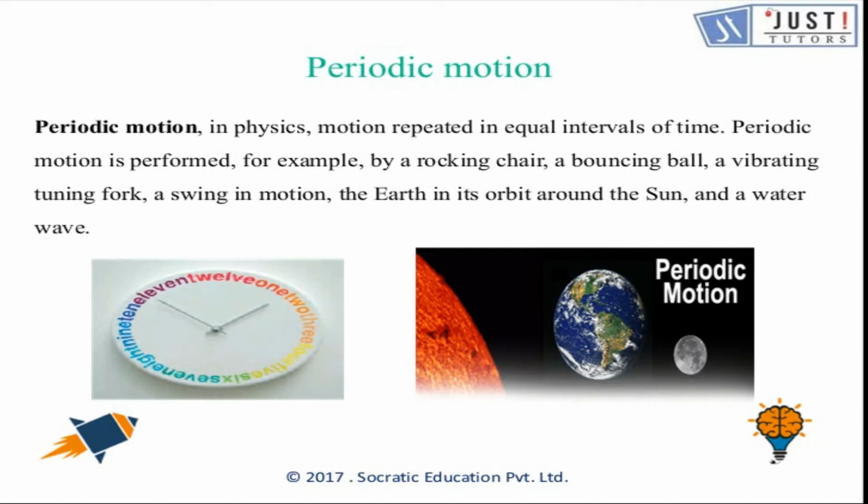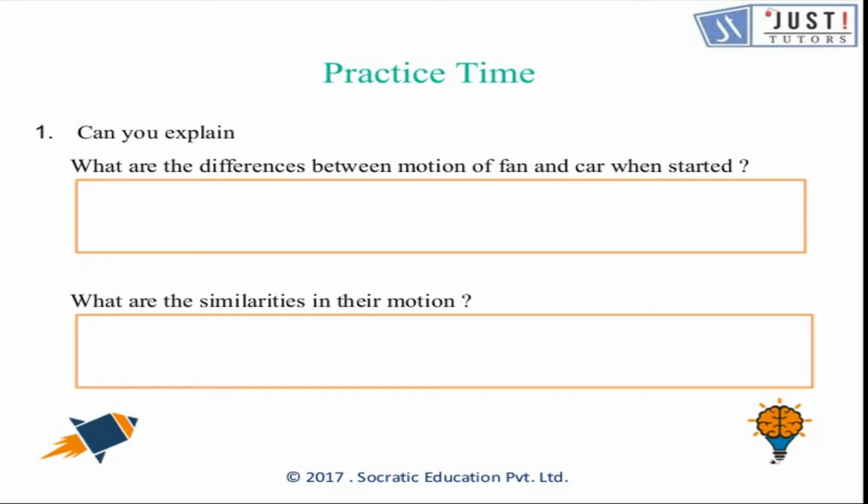The Earth completes one rotation in 24 hours and one revolution in 365 days. So rotation and revolution of Earth both are examples of periodic motion. You can also consider the revolution of Earth around the Sun to be a circular motion as well. Try to think about how these two motions are different from rectilinear motion. Now it's time for some practice, so you can pause the video and attempt the questions on the screen.